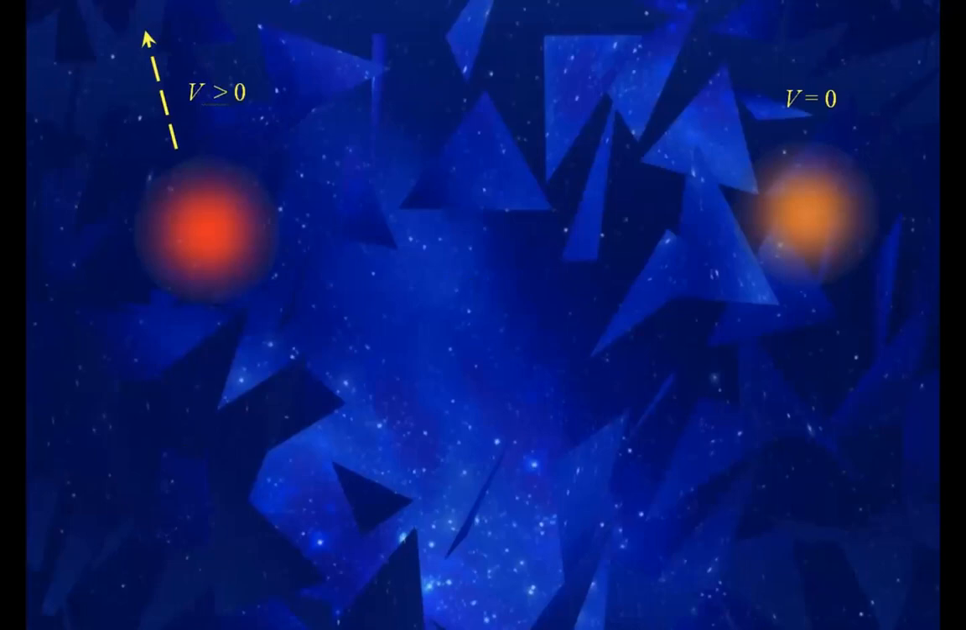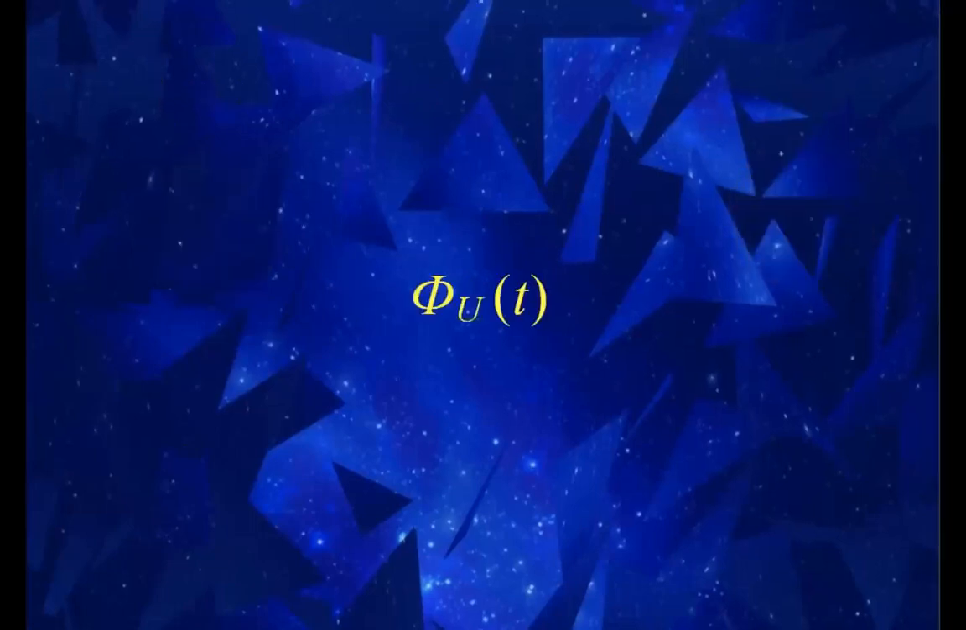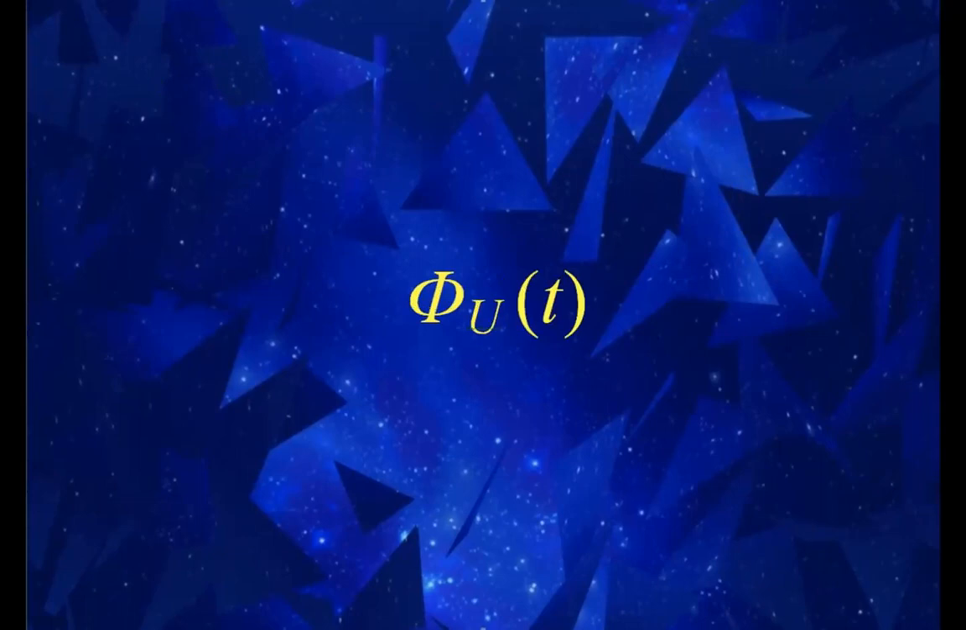Our universe is expanding. This means that in the past, the size of the universe was smaller and its density was higher. Therefore, the gravitational potential of the universe was lower than now. In other words, the gravitational potential of the universe, phi sub u of t, increases over time. It is due to the expansion of the universe.